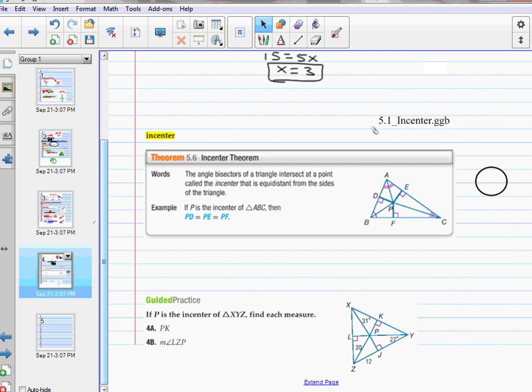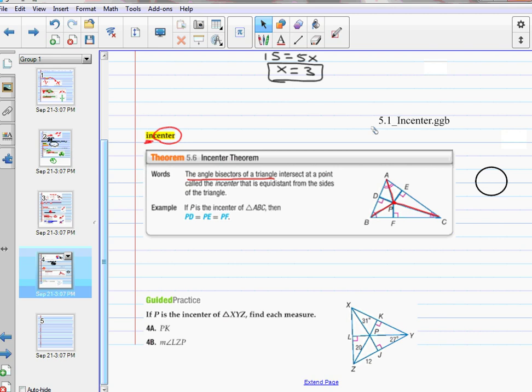Now we learned about angle bisectors, and we are going to take the angle bisectors of a triangle. The angle bisectors of a triangle also intersect at a point. So this is an angle bisector, that's an angle bisector, this is an angle bisector. That's where we start with this picture. They all intersect at a point. That concurrent point is called the incenter.